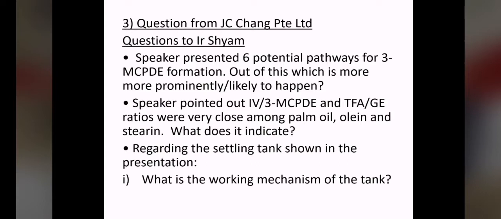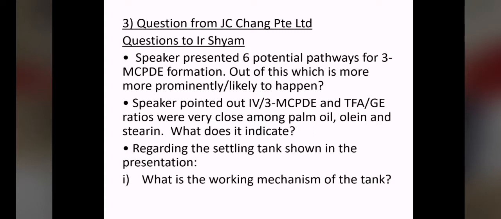Okay, next question, please. This is from JC Chang, and it's very specific and for you, Engineer Sham. So you presented 6 pathways for 3-MCPD formation. He's asking which one is most likely to happen. I think you may have partly answered the question. And also for IV, the ratios are very close among palm oil, olein, and stearin. What does this indicate? And finally, regarding the settling tank, he asked about the working mechanism of the tank. Sorry if you have already answered these questions, but maybe you just want to clear this up then.